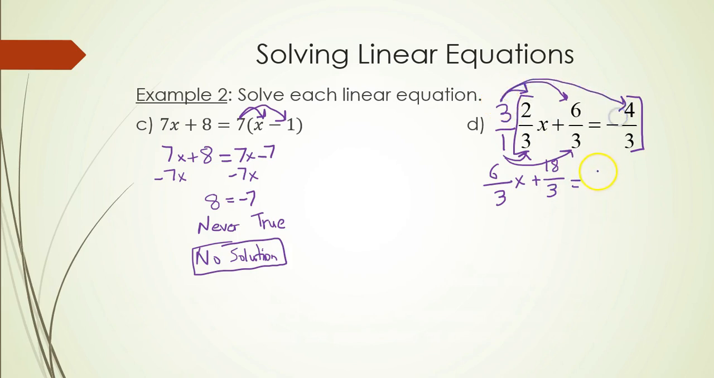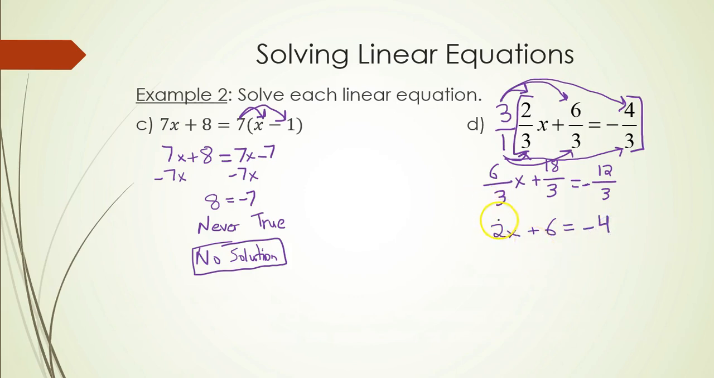3 times 4 is 12. And once again, 1 times 3 is 3. Don't forget the negative sign. I have to do a little bit of housekeeping here. 6 over 3 gives me 2x. 18 over 3 gives me 6 equals. 12 over 3 gives me 4, and that's negative.